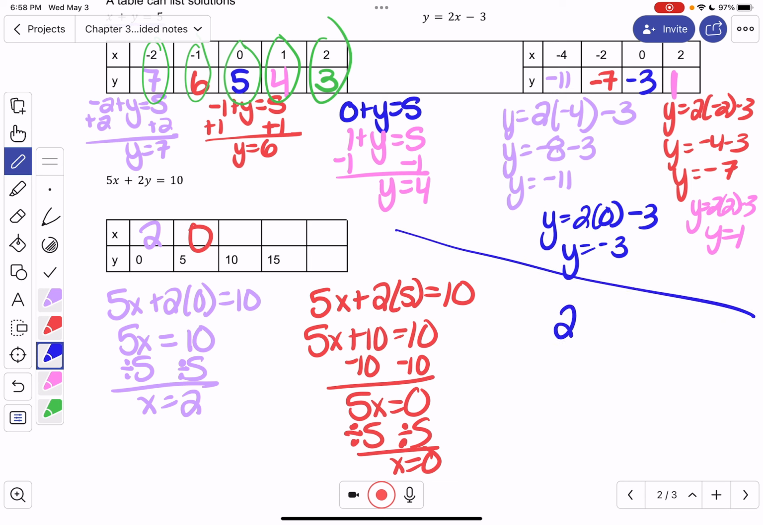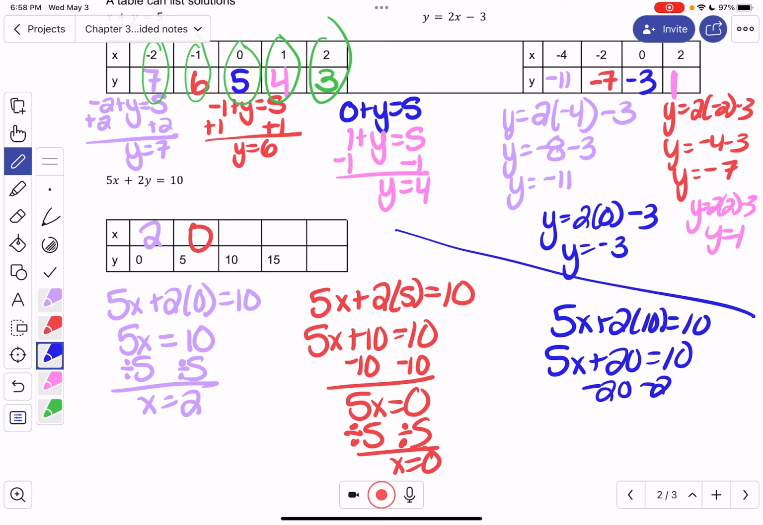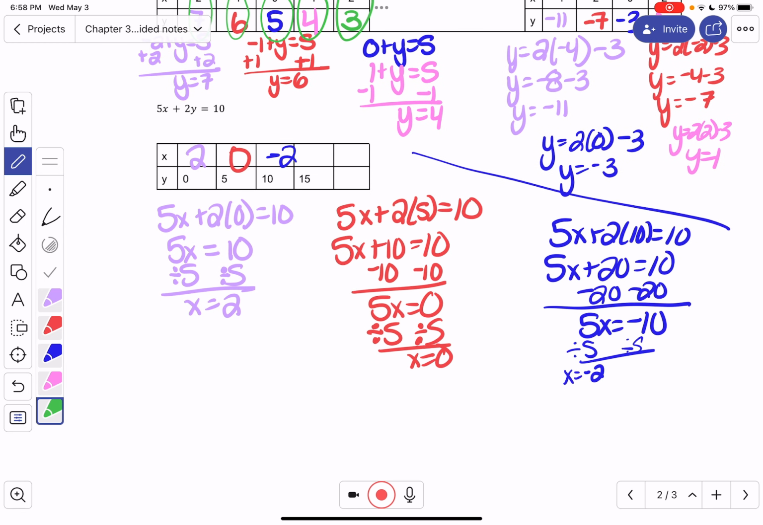Now 10. So, 5x plus 2 times 10 equals 10. 2 times 10 is 20. We're going to subtract 20 from both sides. 5x equals negative 10. Divide by 5. And we get x equals negative 2. And we'll do one more with the 15. So 5x plus 2 times 15 equals 10. 2 times 15 is 30.